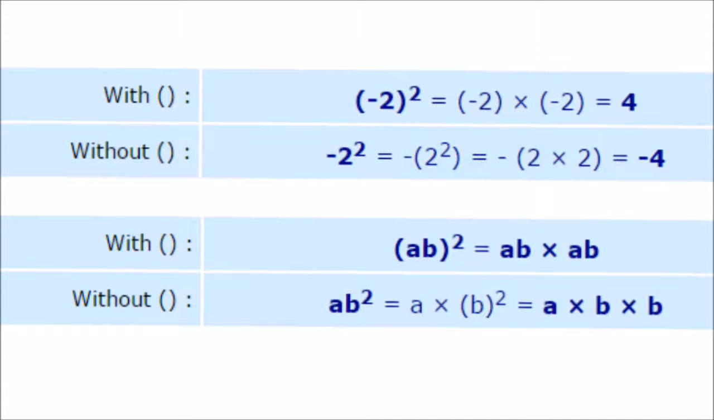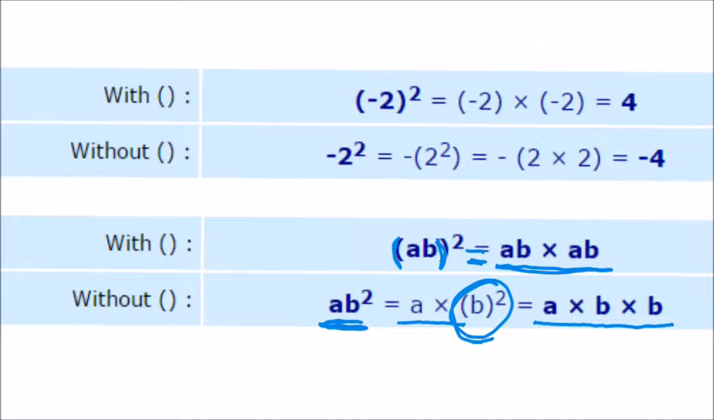(a times b) power 2 is equal to a times b multiply a times b. But if a times b is not in parentheses, power 2 applies only to b, so it is equal to a multiply b power 2.